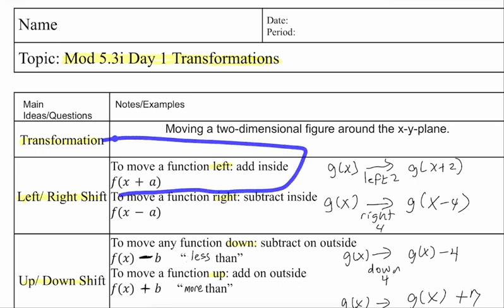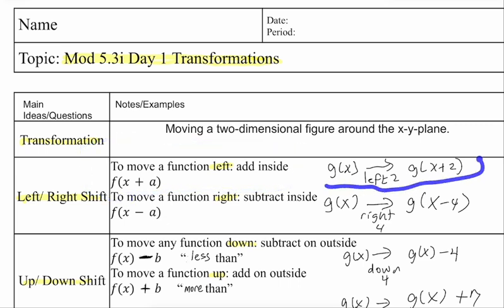So to move a function left, you're going to add on the inside. So if we have this g function and we want to move it left 2, you'll notice how I've added 2 on the inside. So a horizontal transformation of any sort has to happen to the x's on the inside.